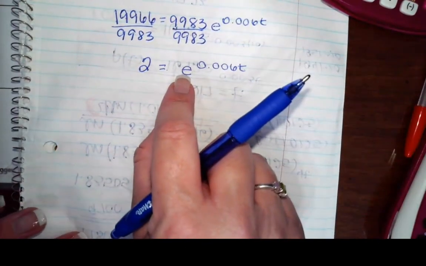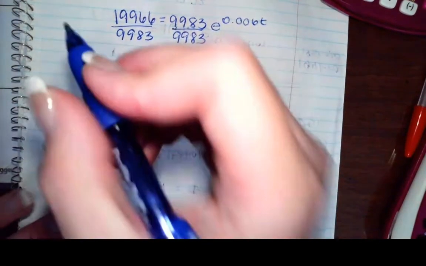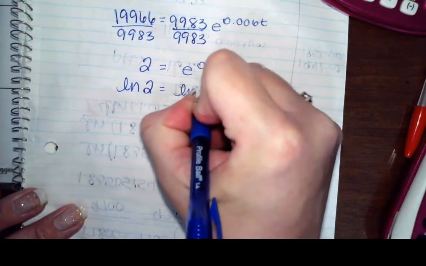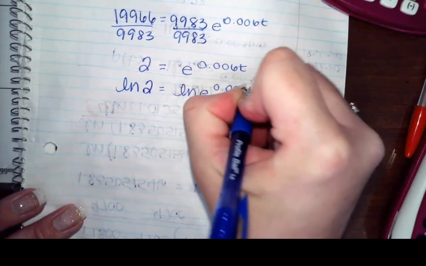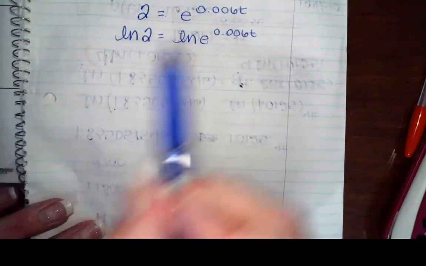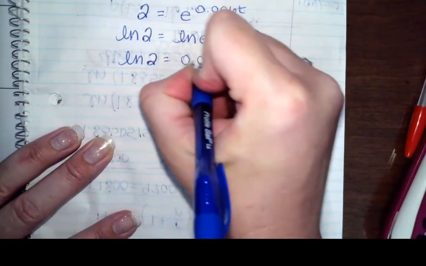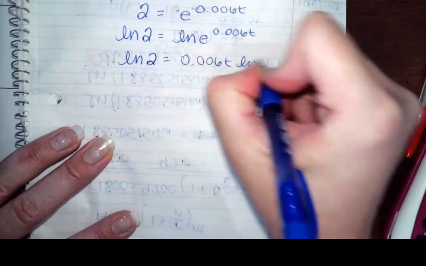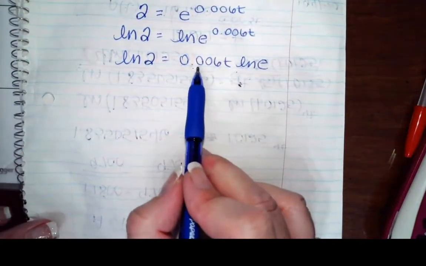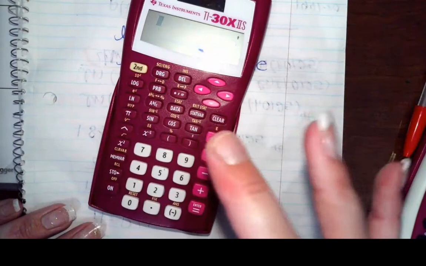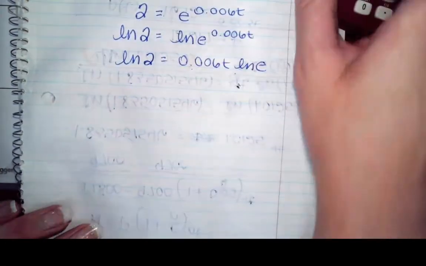Since natural log deals with e's, I'm going to go ahead and use the natural log. So I've got the natural log of 2 equals the natural log of e raised to the 0.006 t. And now that I'm in log world, I can drop this down. So the natural log of 2 equals 0.006 t times the natural log of e. Now, hopefully, you've caught on to the fact that the natural log of e equals 1.